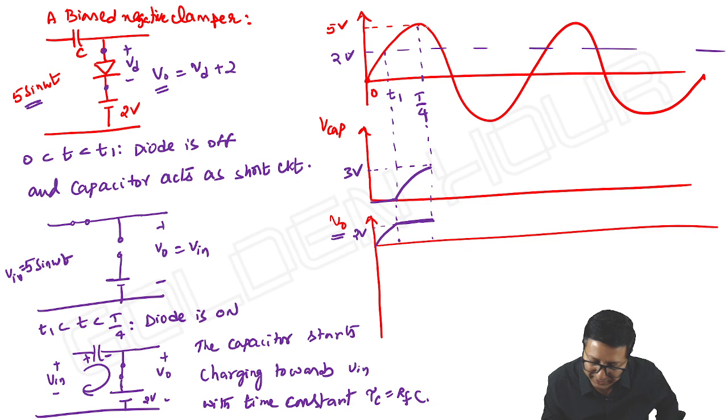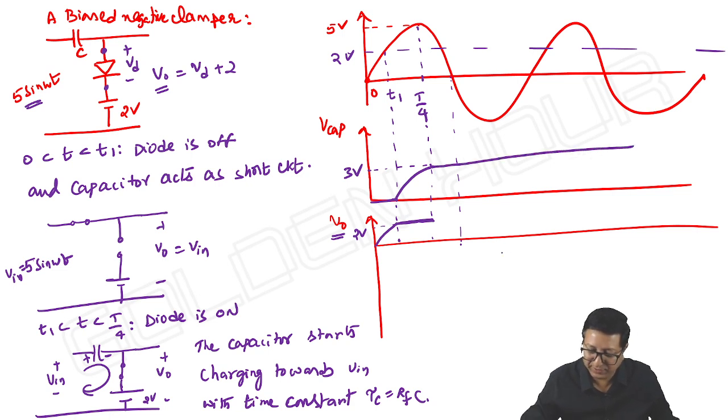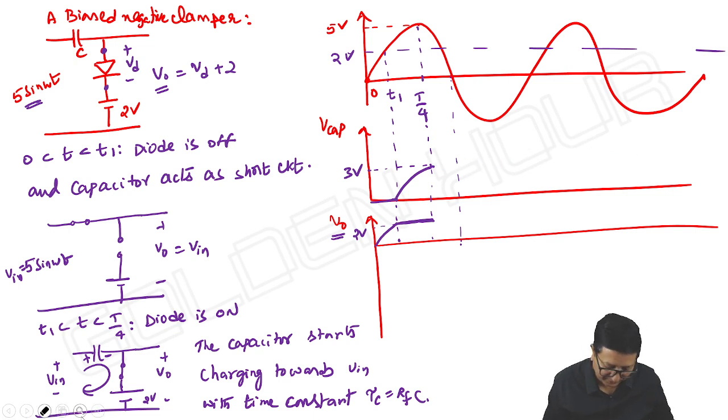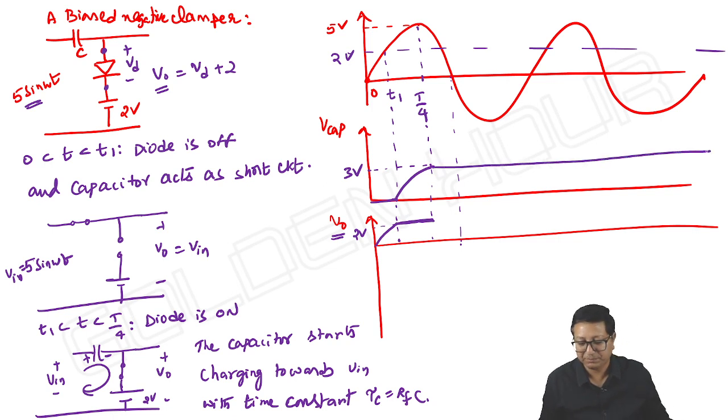Means from this point, the input is falling by 5 volts from this peak to here. Once the diode is off, the capacitor voltage remains constant. As the diode is off, the capacitor voltage can neither rise nor decrease. It holds constant. It is staying at 3 volts.